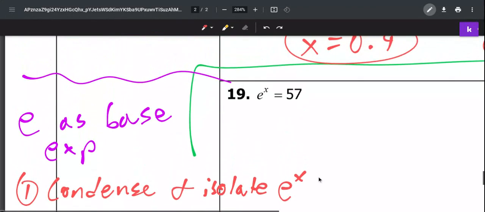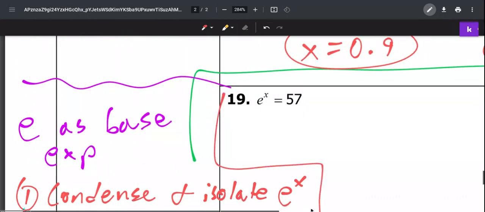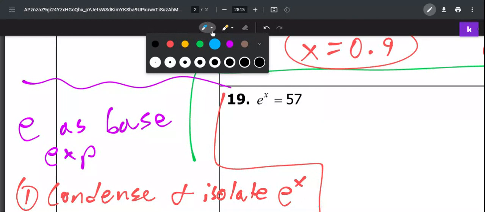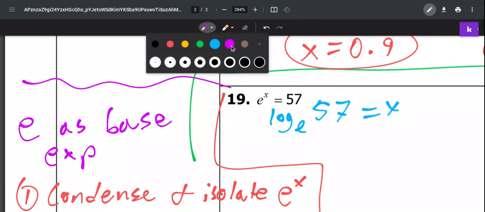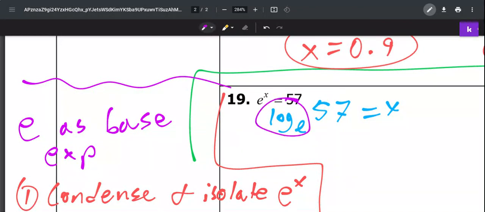Okay, so here's what it looks like. If we do number 19, we have e to the x equals 57. So there's nothing to cancel out here. We don't have a common base on both sides. So here's what we have to do. We rewrite this in logarithmic form. So the base of my logarithm is e, so log base e. A is 57, so it's log base e of 57 equals x. Then we can take log base e and rewrite that as ln of 57.